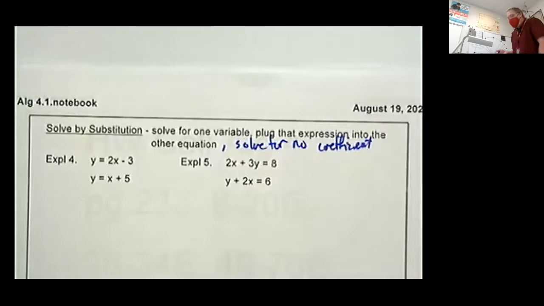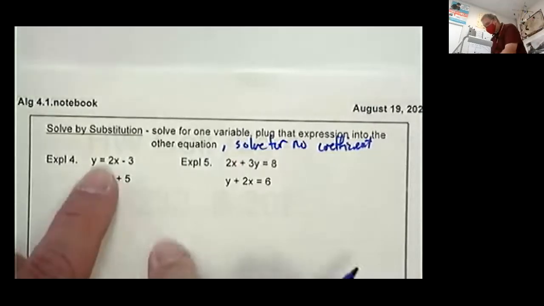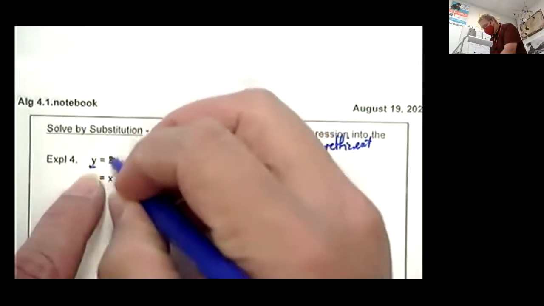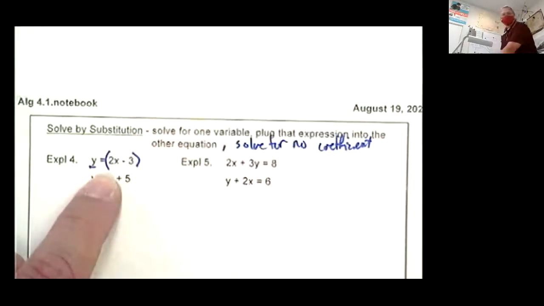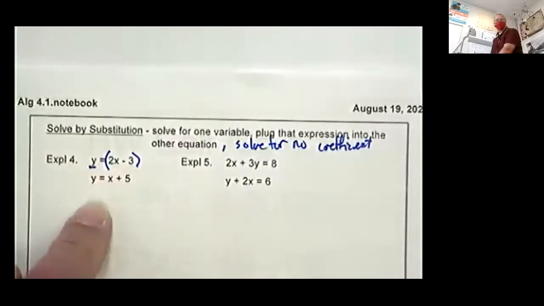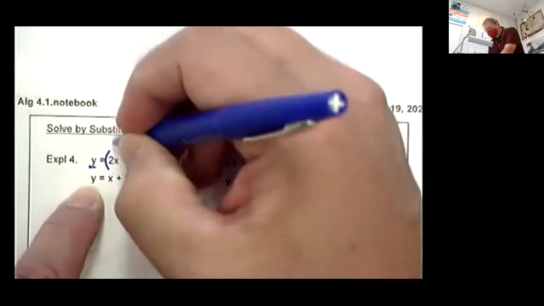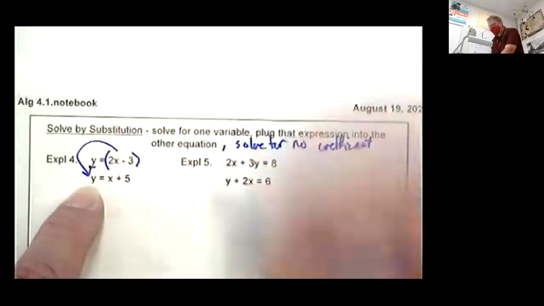In example 4, we have to pick. It doesn't really matter which one you do. I want to solve the first equation. I want to solve for the y. Well, it's already solved for y. And we get 2x minus 3. And so I'm going to replace that in the second equation with the y.